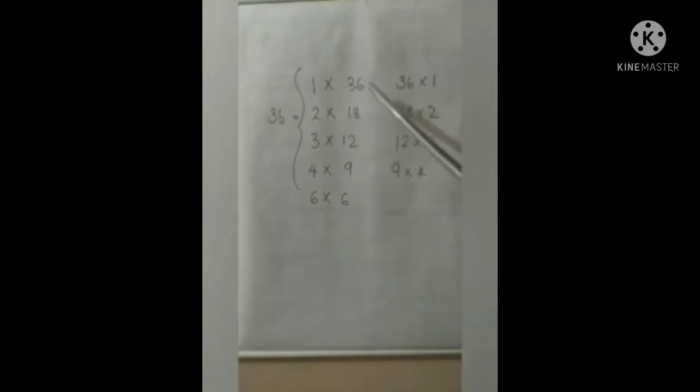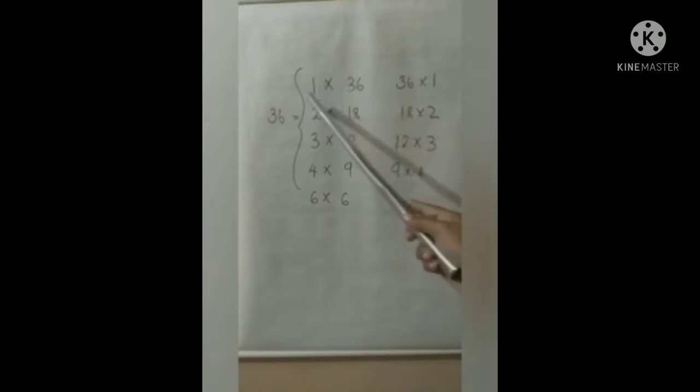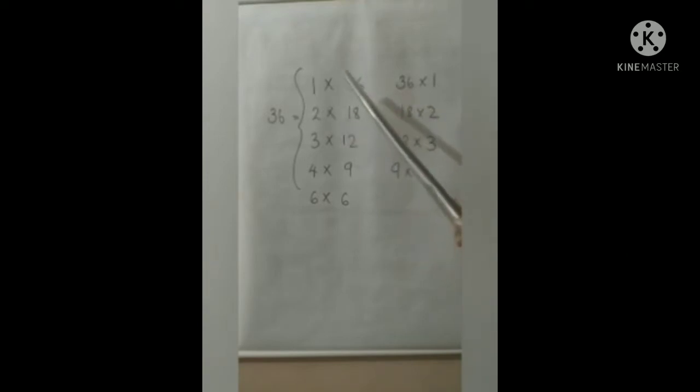When you notice the factors, here what are the factors? 1 and 36. What is the case of 1? Is it prime or composite? 1 is neither prime nor composite, so we cannot say it is prime or composite. What about 36? Is it prime or composite? It is composite, not prime. So we cannot say this is a prime factorization.